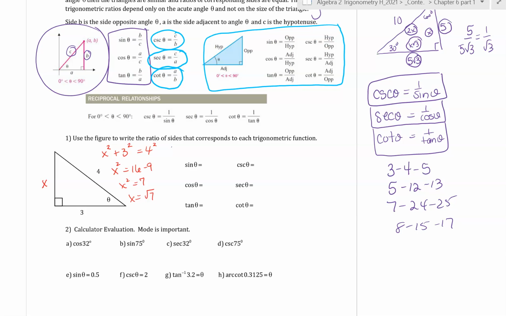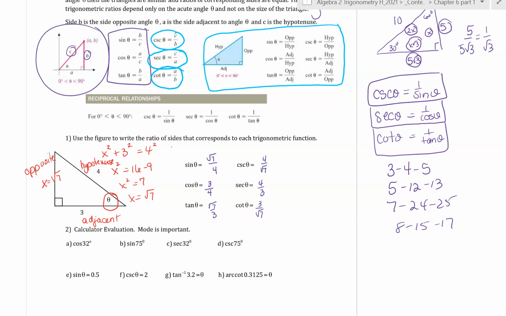All right, so hopefully you get root 7 after you use the Pythagorean theorem. So now the sine of theta is opposite over hypotenuse. Opposite would be the side that is root 7. The hypotenuse is the side with length 4, and adjacent would be next to theta, so that would be 3. So go ahead and pause the video and fill in all 6 trigonometric ratios.